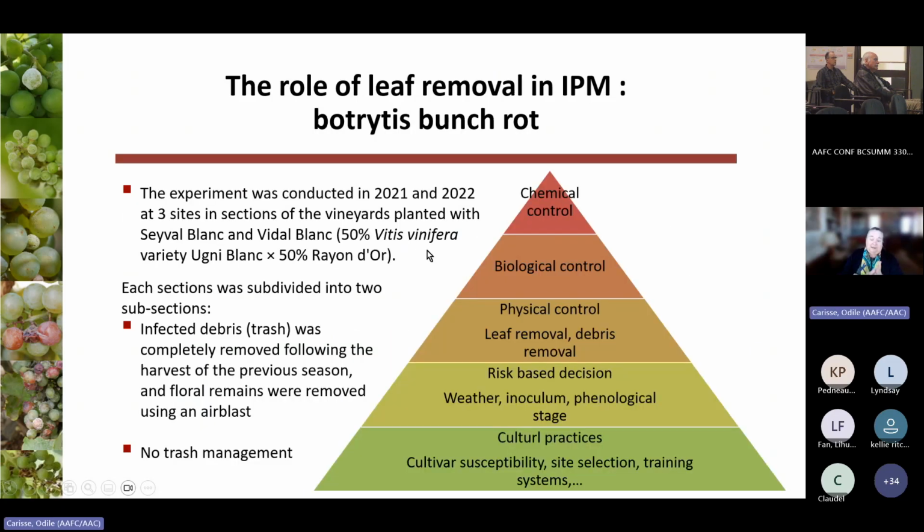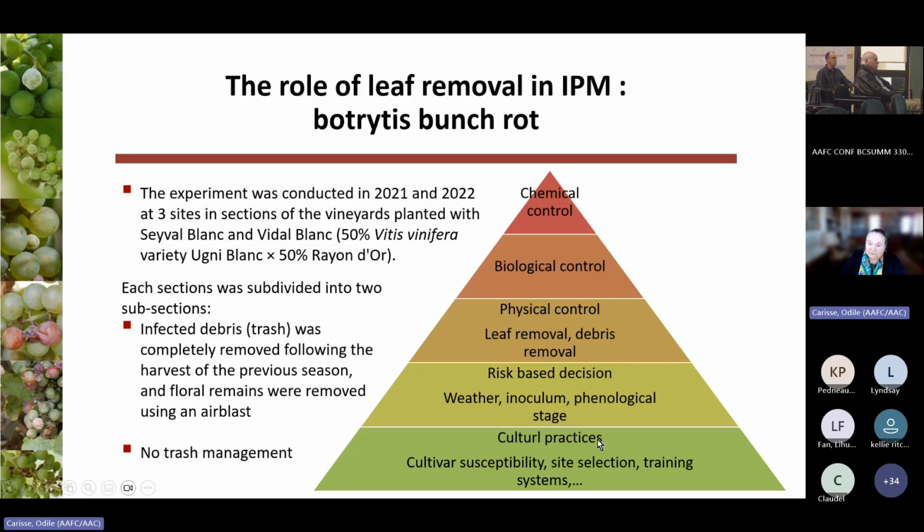So we established an experiment. It was a pretty big experiment. It was conducted over 3 years. And we decided to design an IPM program. So we followed the classical way of building IPM programs. So if you look at the pyramid, at the bottom, we had 2 cultivars. So Ceval, which is considered to be highly susceptible, and Vidal, moderately susceptible.